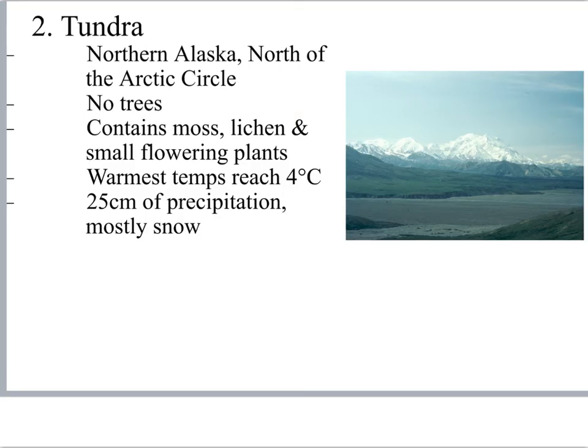The tundra. Northern parts of Alaska, the North Arctic Circle, can have areas of tundra. There are no trees in the tundra. The only kind of plants that we might have are moss. Lichen is a form of bacteria and fungus together. They're really good because they break down rocks and produce soil. And you might get some small flowering plants. The warmest temperatures typically reach about 4 degrees Celsius, and they're, again, part of that high pressure system, so they only get about 25 centimeters of precipitation, usually snow, per year.